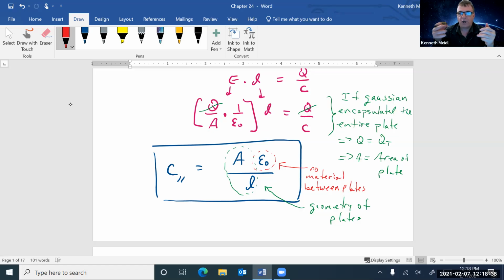Those two elements show up time and time again. And what are the two elements? The geometry of the plates is typically important, and the material that you put between the plates is typically important. And we will see that always show up here. Electronic engineers are probably going to know this by heart: the area of the plates times some sort of constant that is connected to whether there's material there or not is important. And then the distance between the plates.